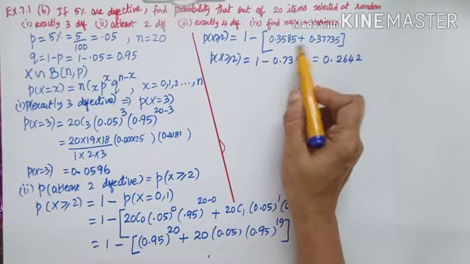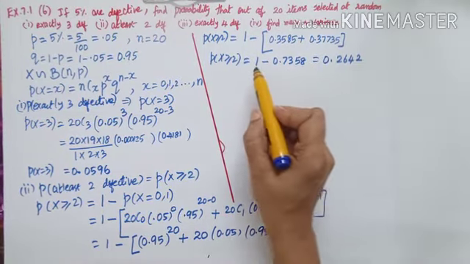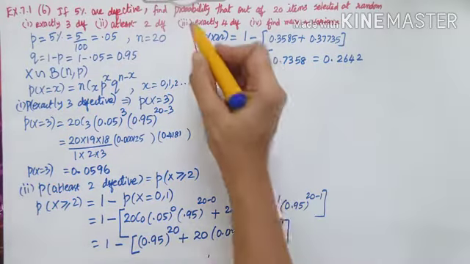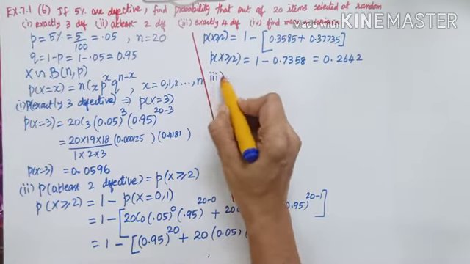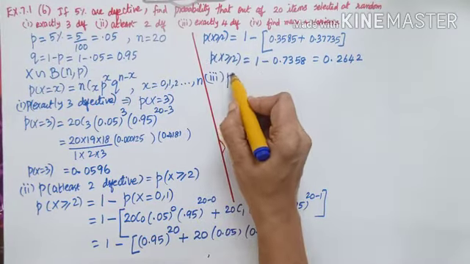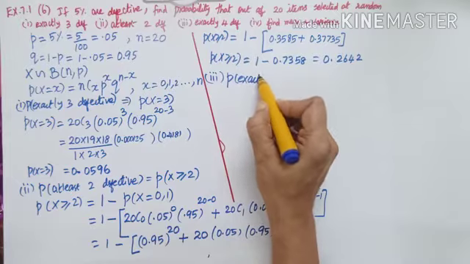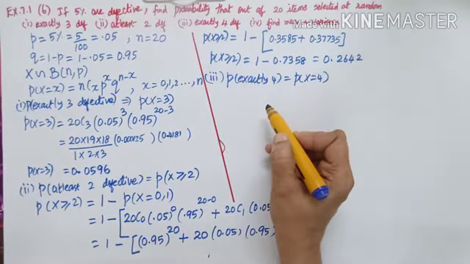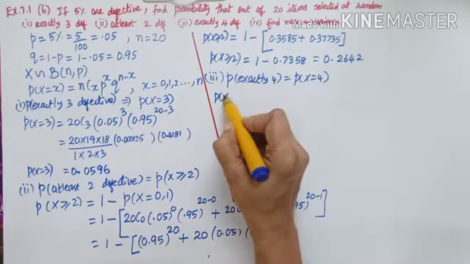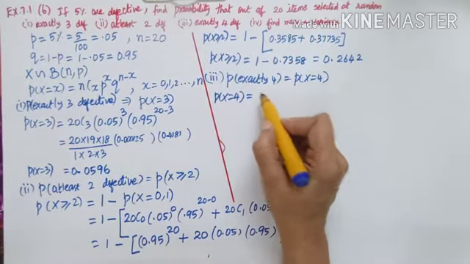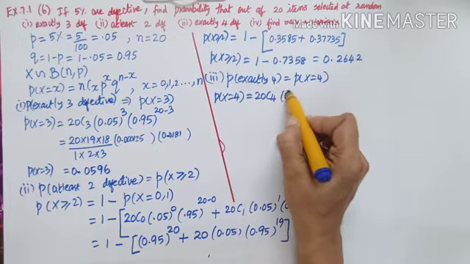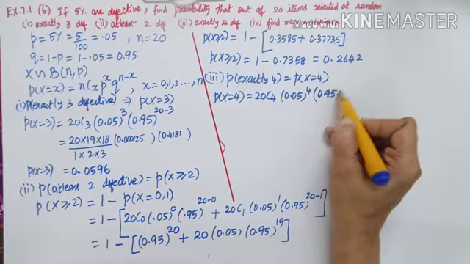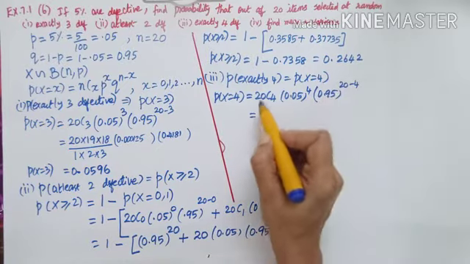As we multiply and add, we get this. Subtract from 1, I get 0.2642. Third part, we want exactly 4 defectives. The word exactly tells me P of x is equal to 4. So substitute in the formula. P of x is equal to 4 equals 20C4, 0.05 power 4, 0.95 power 20 minus 4.